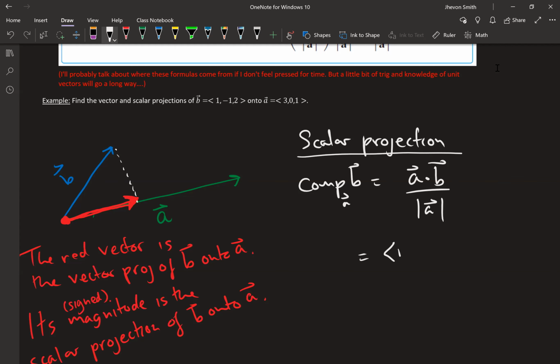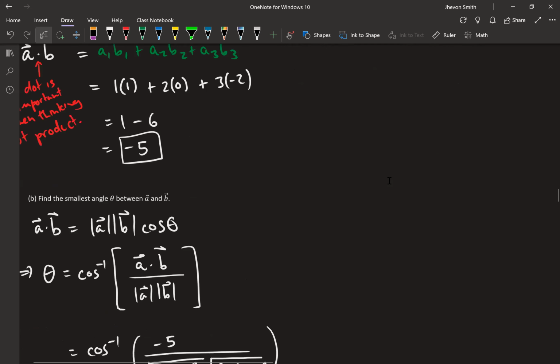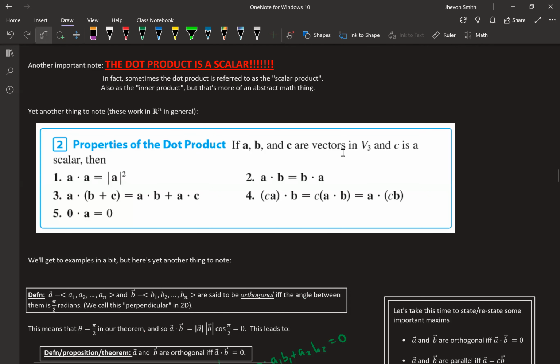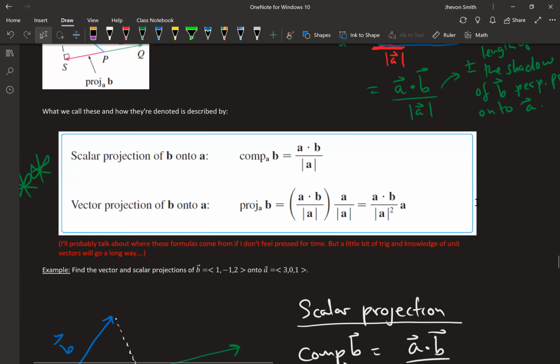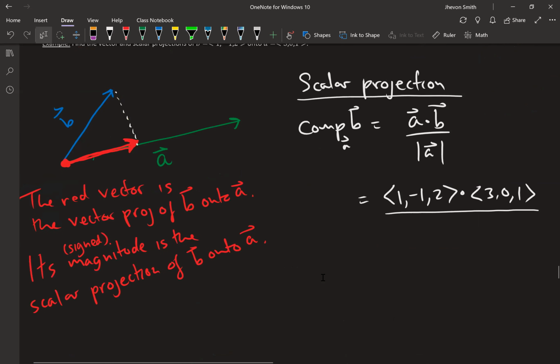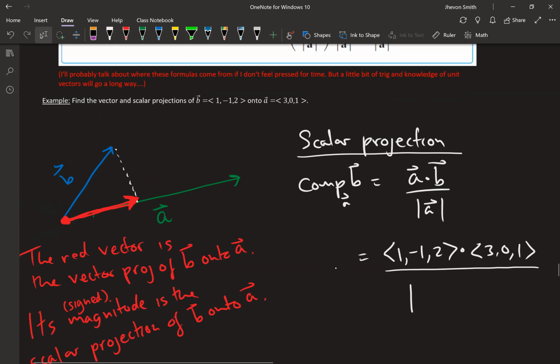So this is going to be (1, -1, 2) dot product (3, 0, 1). Now that's B dot A that I just wrote down, but we saw last time in the properties that the dot product is commutative, so it doesn't matter what order you do it in. A dot B is the same as B dot A. So I wrote it in a different order, but it doesn't matter. And then I'm going to divide, just make sure you keep track of who's the A, by the magnitude of A.